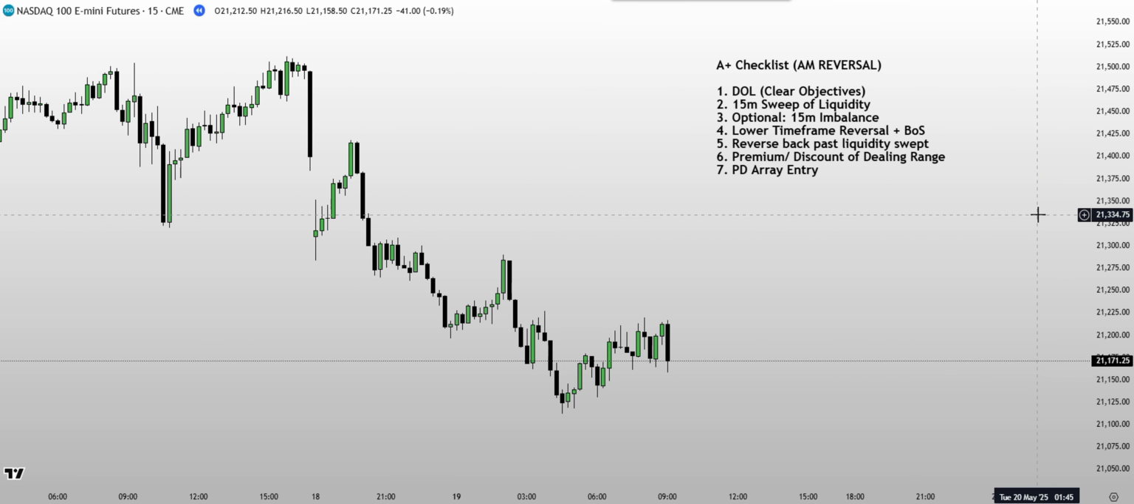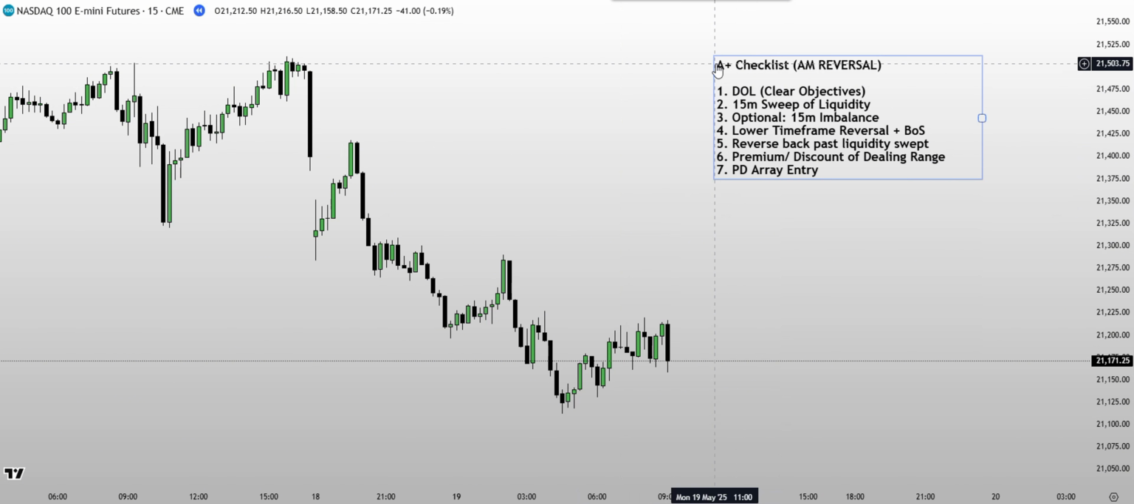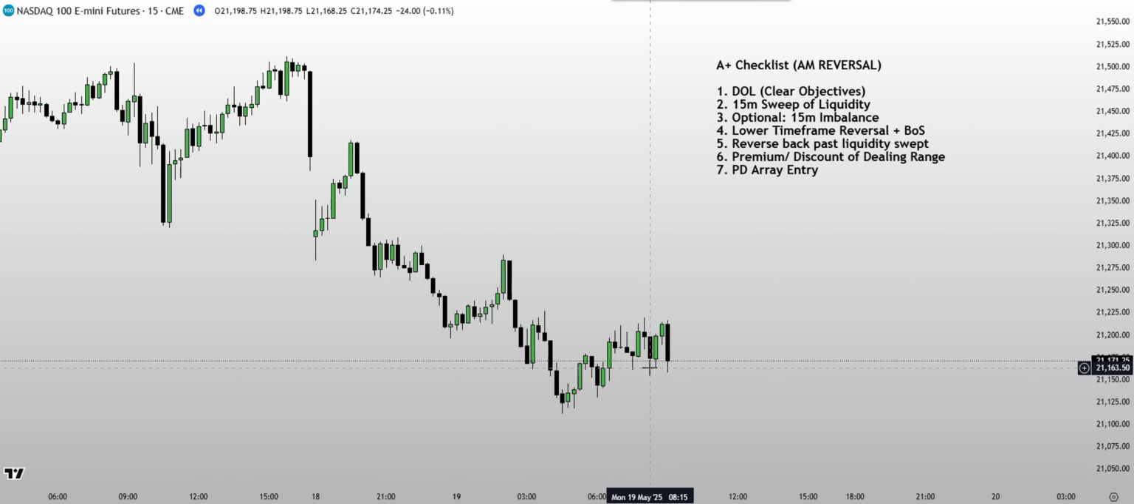All right, so here is yet another example of this AM reversal setup in action following this A+ checklist. And so let's get straight into it. Step 1. Is there any clear objectives here? Price swept sell side right here in this AM session. Do we have objectives to the upside for a potential trade?